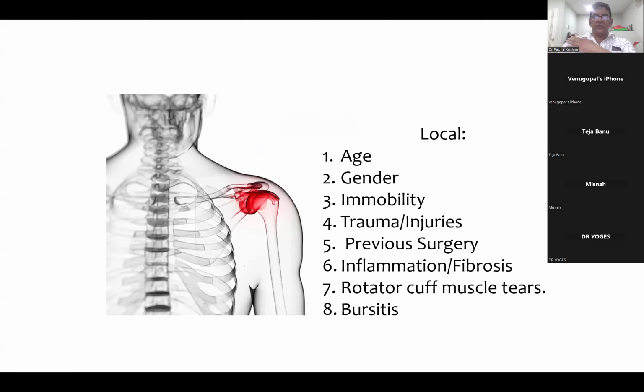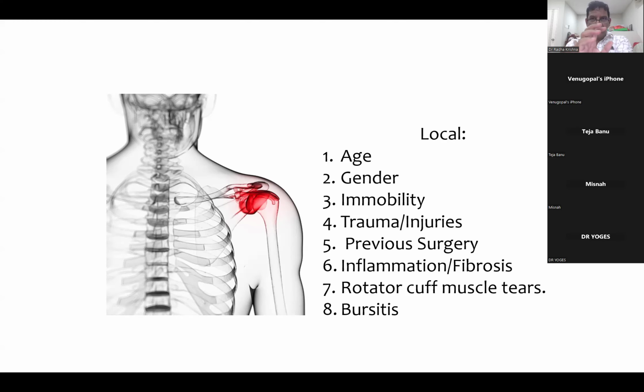Look at the local issues of the shoulder. Local: gender, usually above 50 will be more women. Okay, it can be male or female. Gender and older age are more likely to have diseases related to frozen shoulder. Younger age may be a tendonitis, or they had a fall or rotator cuff tear, or a few fibers have torn. There may be bursitis. There may be a previous history of surgery. So we are very careful.